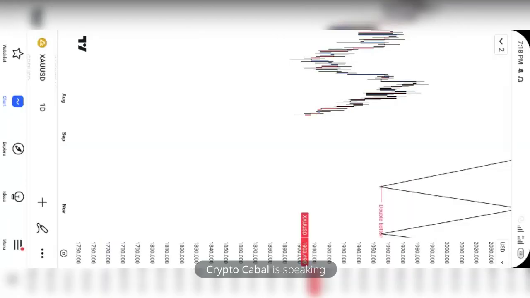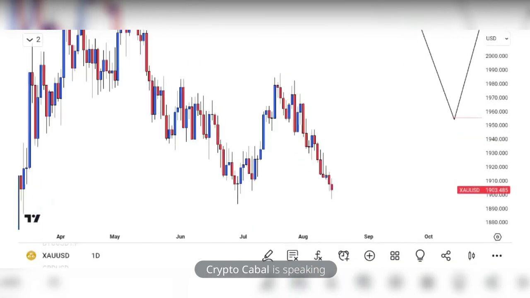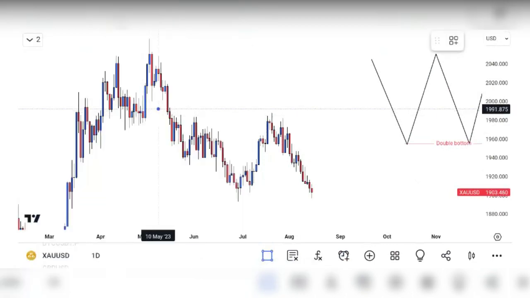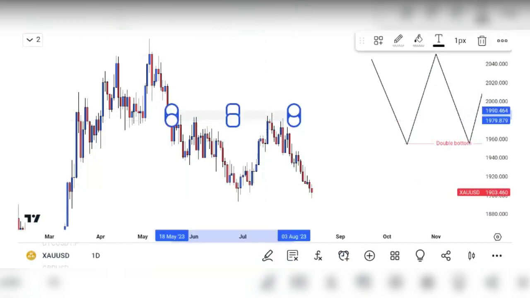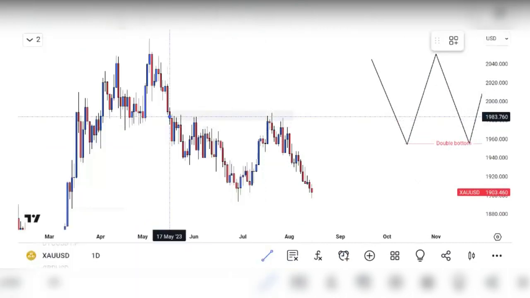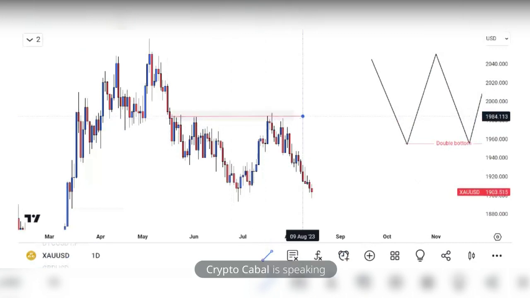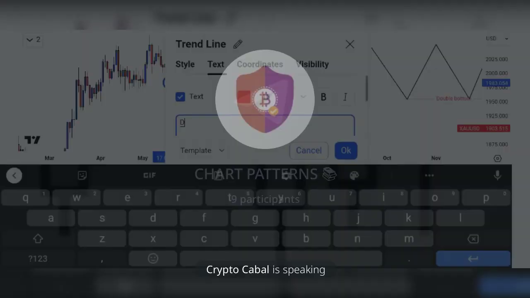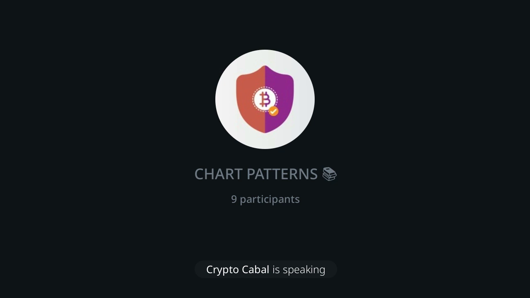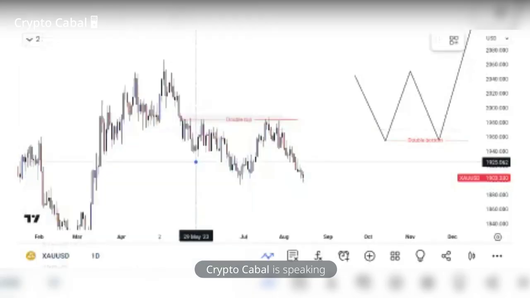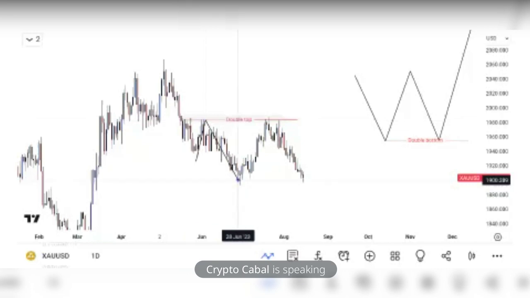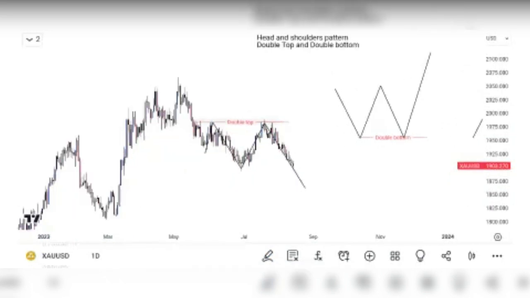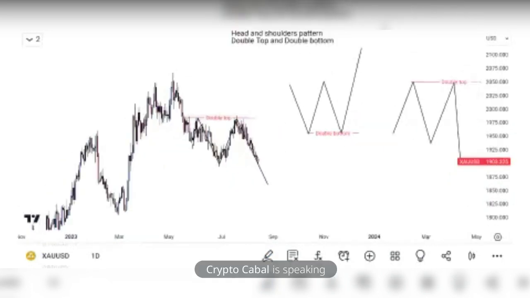Now, when we are talking about the double top, at this point here, look at this. This is a double top. Let me label it. Double top. Now you can see what happened here. Price came into this point, touched it the first time, came back again, touched it the second time, and it's reversing down. Very simple. Now, the other one is what?